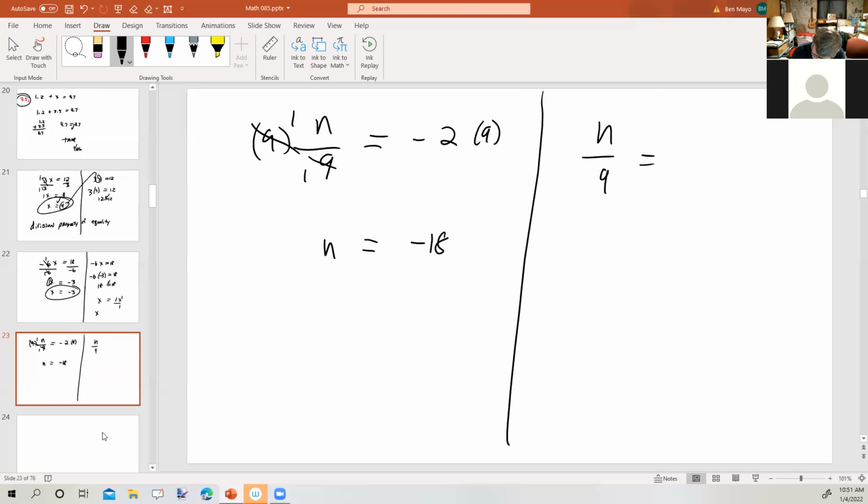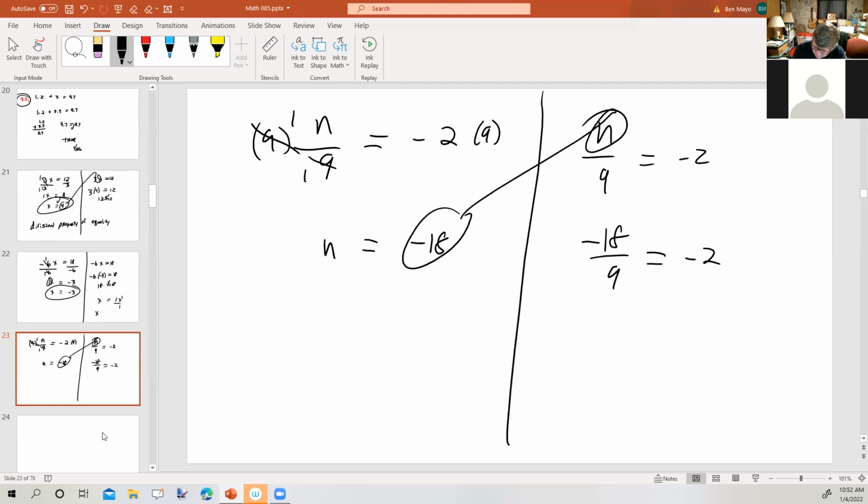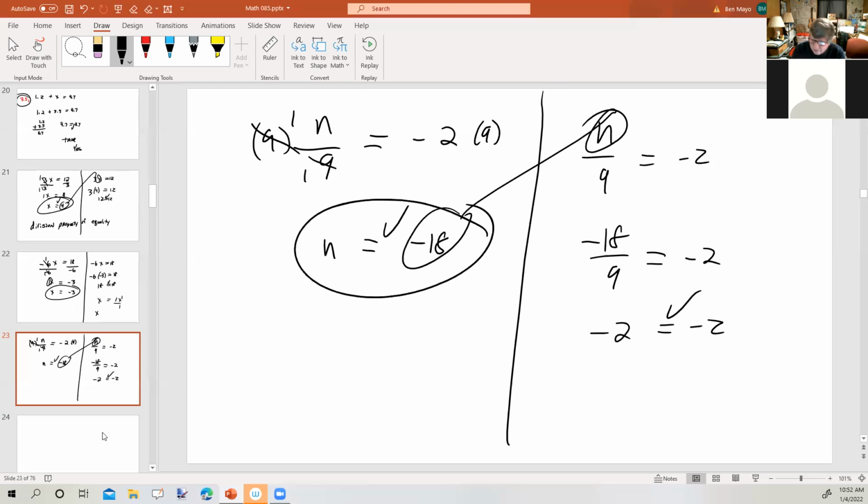Checking our work. If we put negative 18 in the place of n, we get negative 18 divided by 9 is negative 2. Negative 2 equals negative 2. The solution checks. So n equals negative 18 is correct. This is an example of the multiplication property of equality.